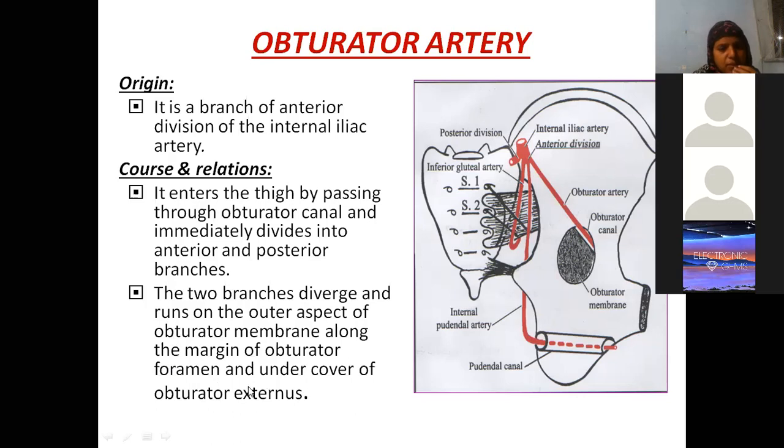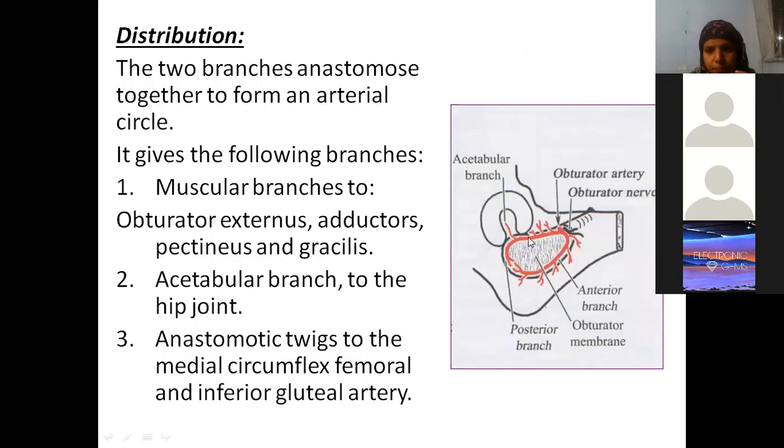Now what is written here? Once it enters the medial compartment, it divides into anterior and posterior divisions. The two branches diverge and run on the outer aspect of the obturator membrane, under the cover of obturator externus. See here, this is our obturator artery, this is the obturator membrane. You can see the pores like this. It has divided into an anterior branch, this one, and a posterior branch, this one. You can see twigs going to the acetabulum, which supply the hip joint, and of course they come down to supply the medial compartment of the thigh.